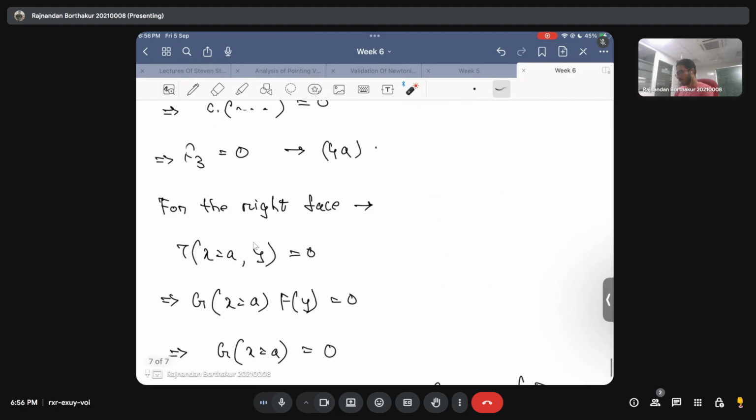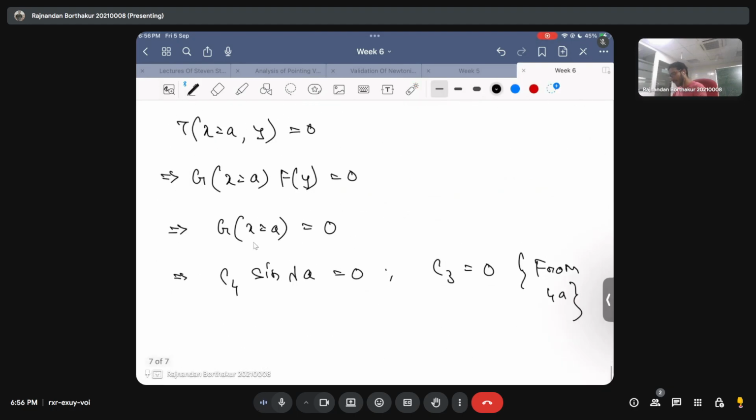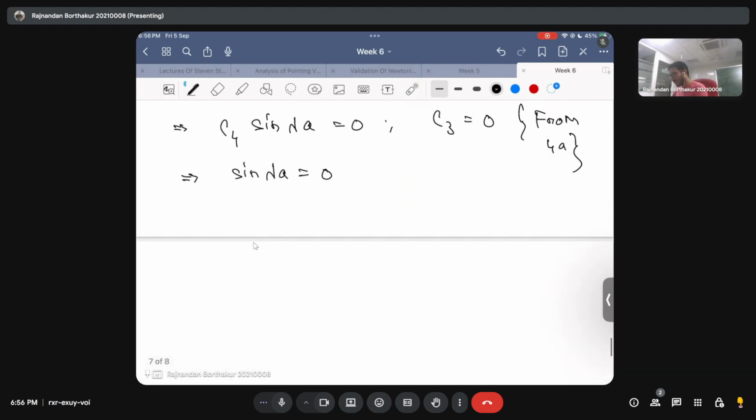Okay. Which means the only possibility that can arise is that sin lambda a has to be equal to 0, which means lambda a should be equal to n times pi, and then my lambda is equal to n pi by a. So the unknown lambda, which we call the eigenvalue, comes out to be n pi by a, and this is valid for n equal to 1, 2, up to infinity.